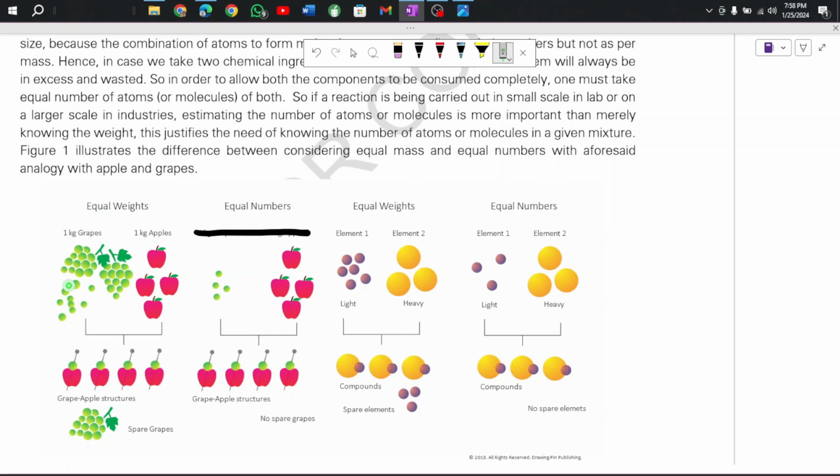এখন তুমি combine যখন করো, you're using up all the apples, but you're getting a lot of unused grapes, which is bad. We don't want that. So instead, if we buy equal numbers of our raw materials, see, all of them are used up, no spare grapes, we have equal numbers of whatever that thing is. Similar analogy applies to chemicals and reacting species.